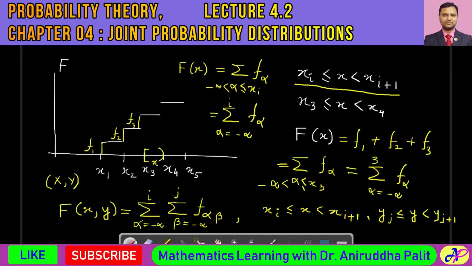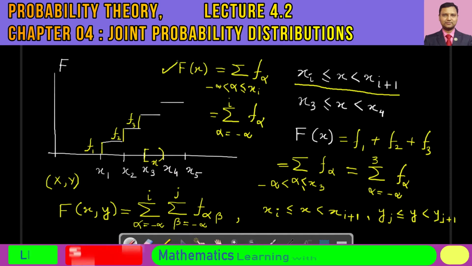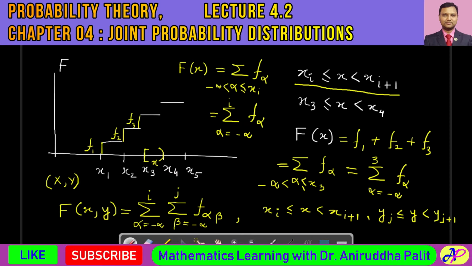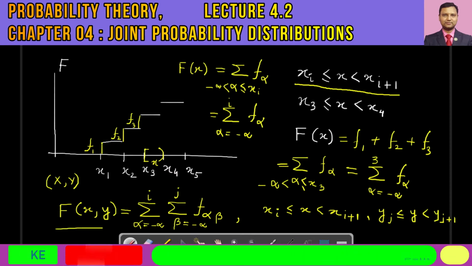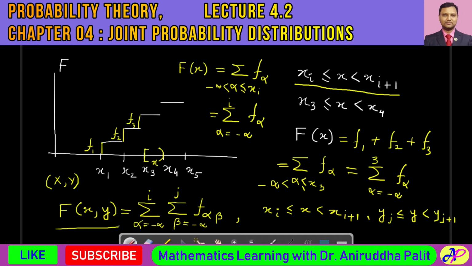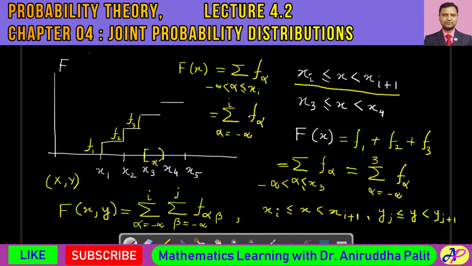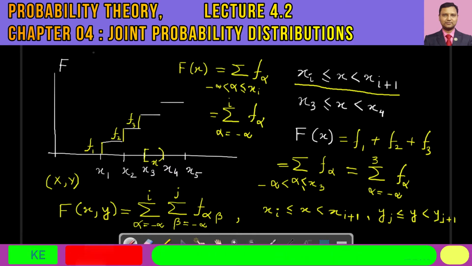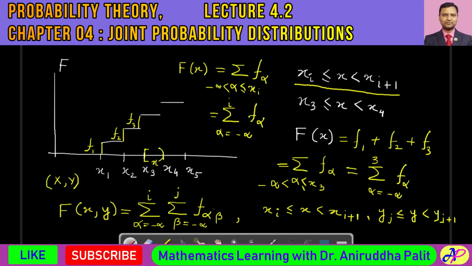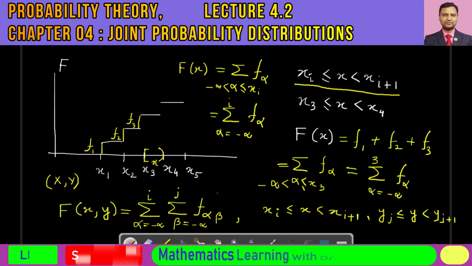We can say that this was the step function in case of function of a single variable. Therefore, we can say now this would be the step function in case of function of two variables, and we can extend it for more than two variables as well. So this is the definition of the distribution function in case of discrete distribution. All right, and these f alpha beta are the mass function of this discrete distribution.